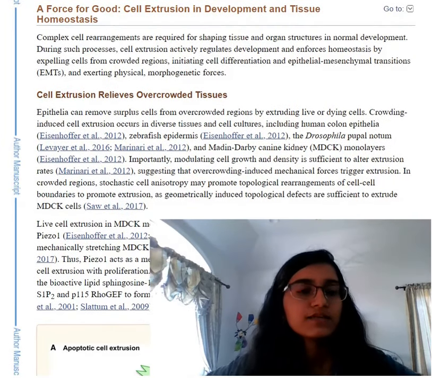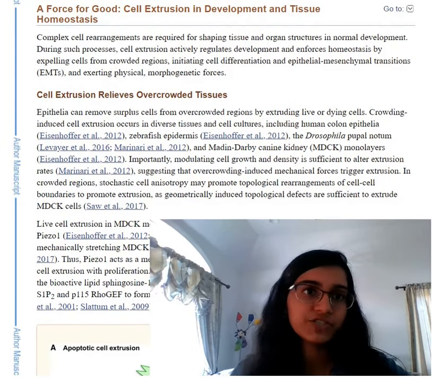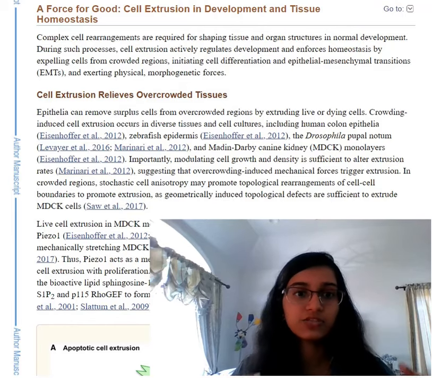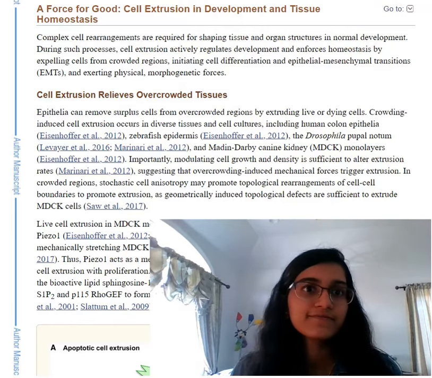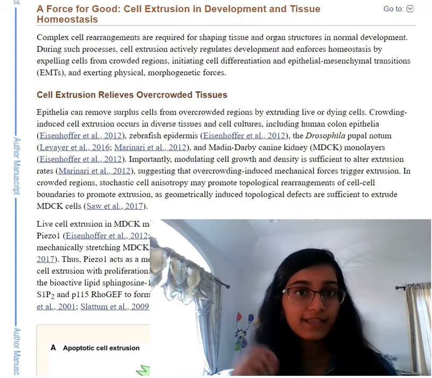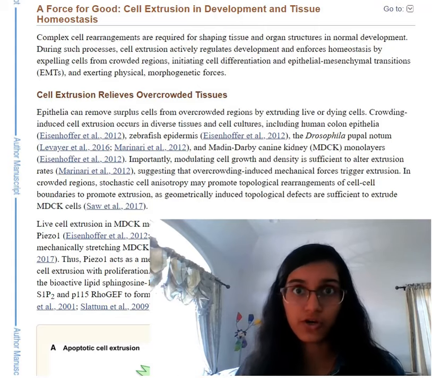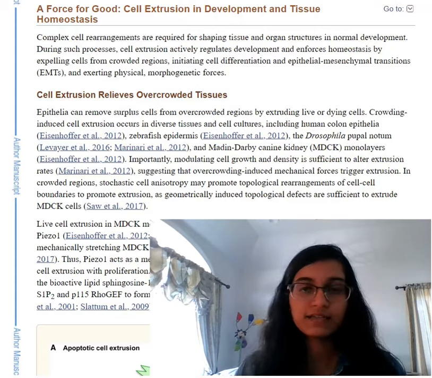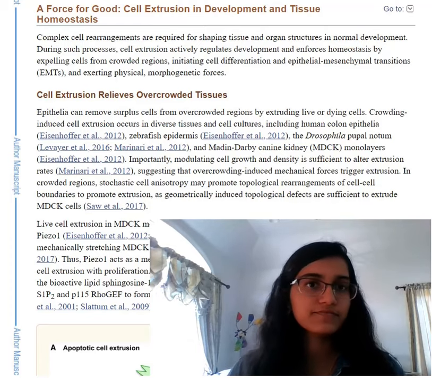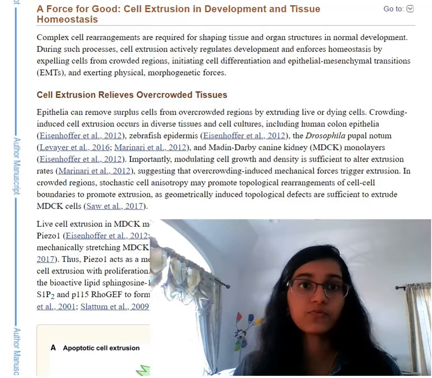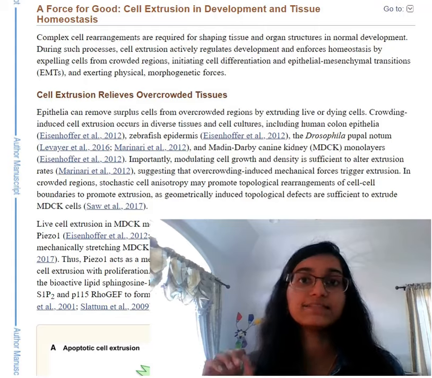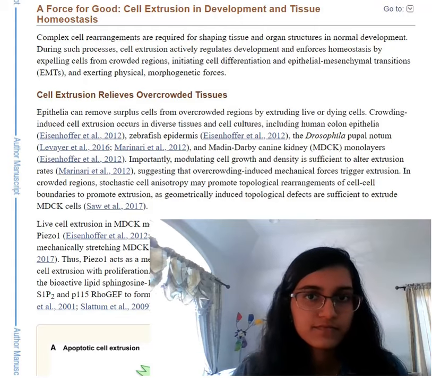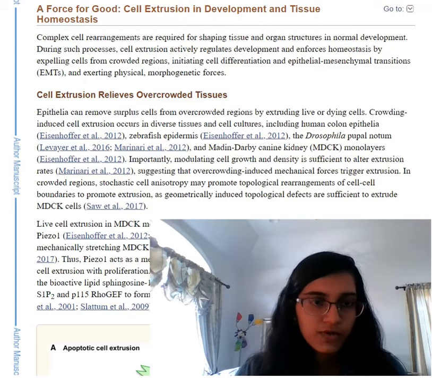Okay, so now we can go on to the first section and really get into the meat of this article. It says here that cell extrusion is a force for good, and that is the first half of this article. It talks about the role of cell extrusion in development and tissue homeostasis. So what's going on here?